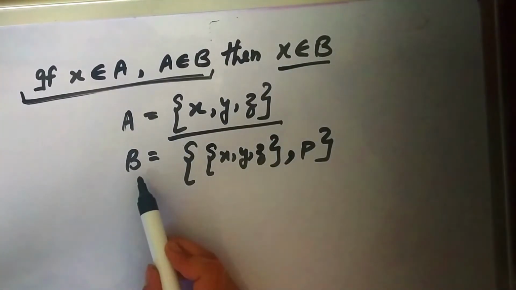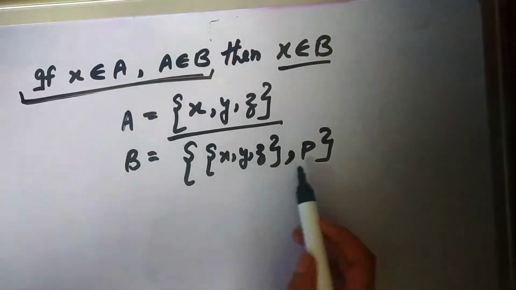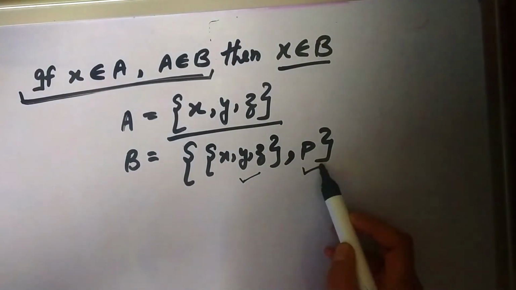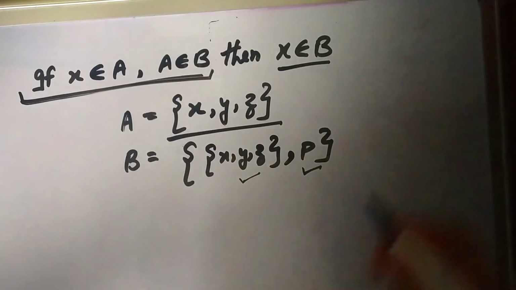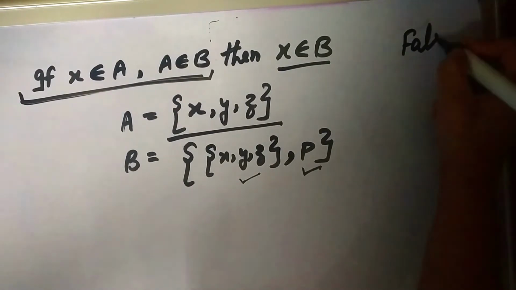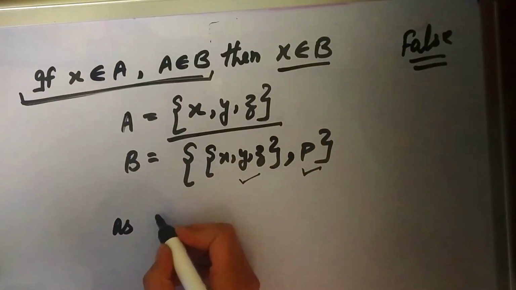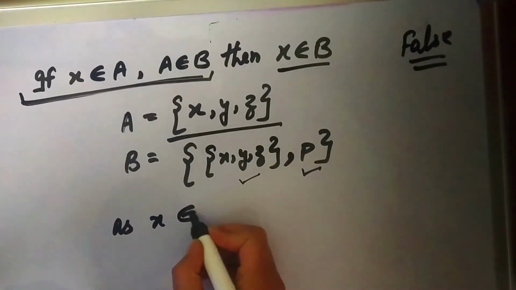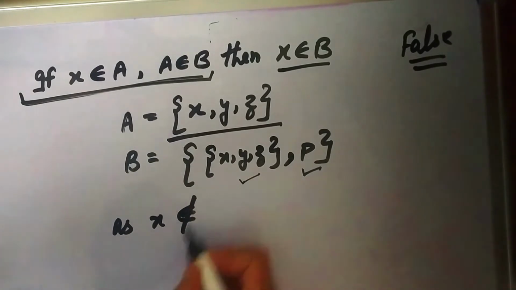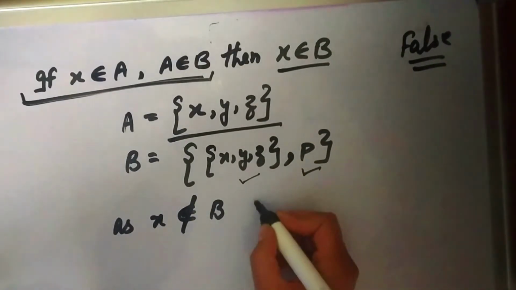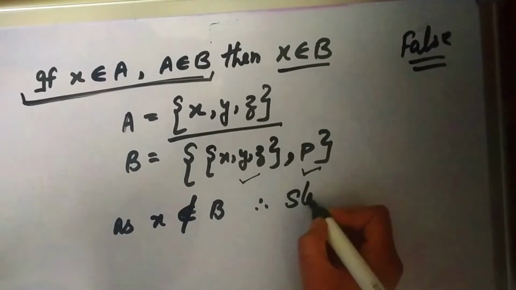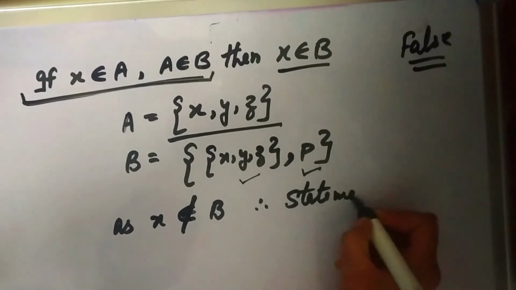No. This is a set with cardinality 2. One element is this and the second one is this. X doesn't belong to this. So you may refer to this as false, and the explanation is here: X does not belong to, or is not an element of, B. Therefore, the statement is false.